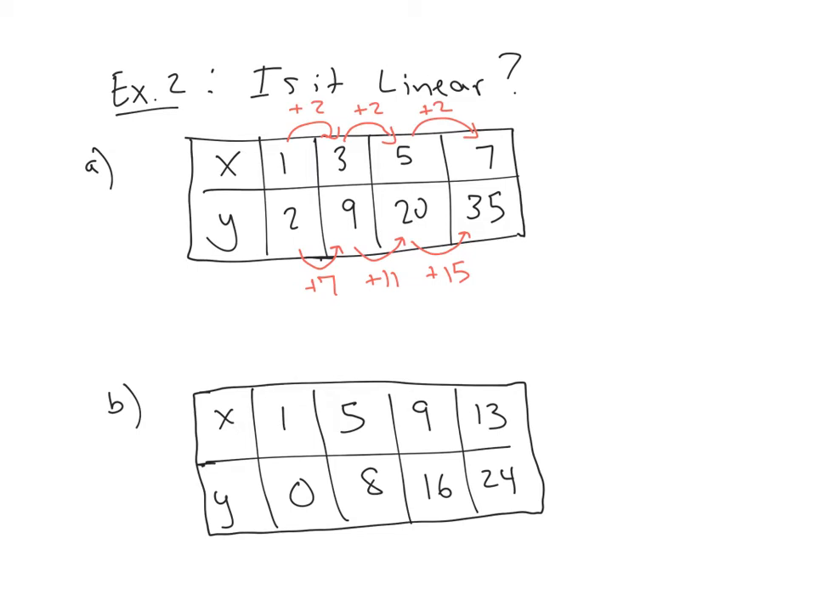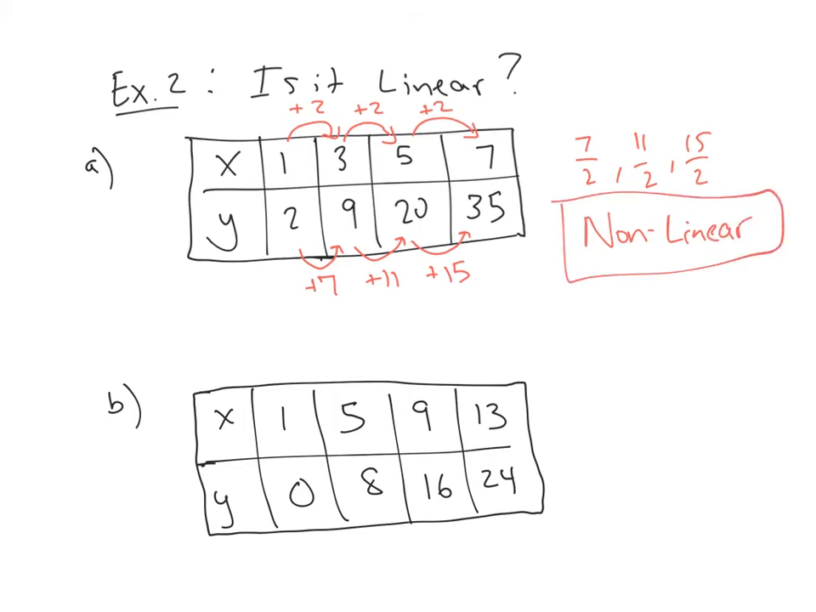So my change in y over change in x is not the same, because my change in y over change in x would be 7 over 2, 11 over 2, and 15 over 2. And those are not constant, so we would say that it is non-linear, since that is not a constant slope. Again, hopefully you remember a little bit about finding slopes from 8th grade.